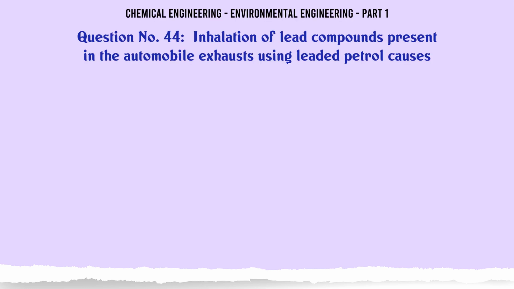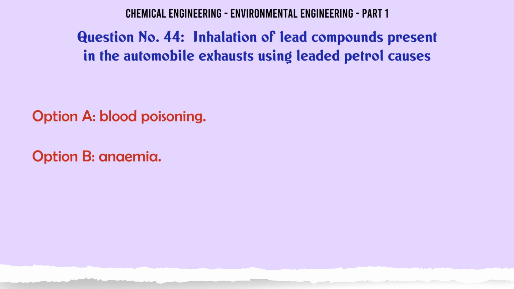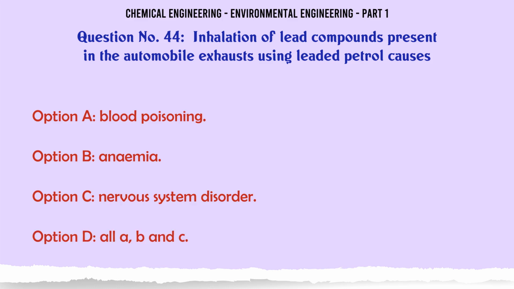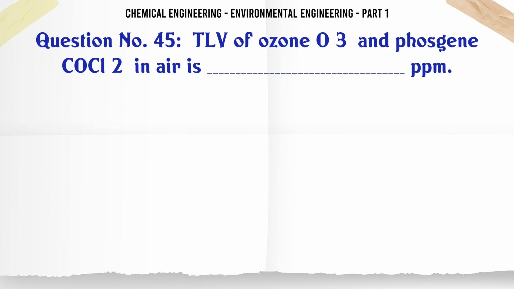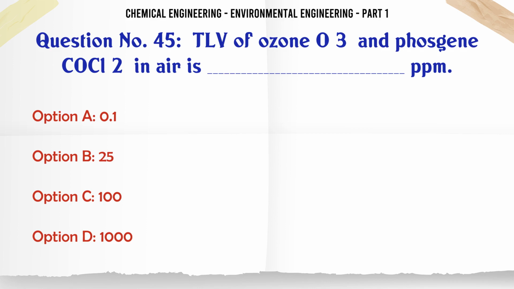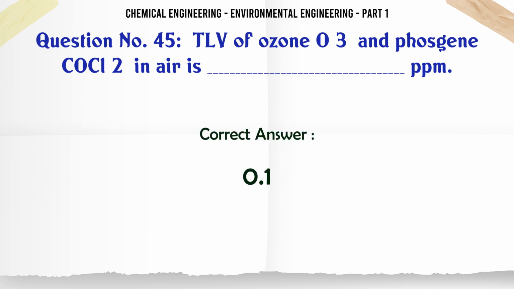Inhalation of lead compounds present in the automobile exhausts using leaded petrol causes A. Blood poisoning. B. Anemia. C. Nervous system disorder. D. All A, B and C. The correct answer is all A, B and C. TLV of ozone O3 and phosgene COCl2 in air is dash dash dash dash dash ppm. A. 0.1. B. 25. C. 100. D. 1000. The correct answer is 0.1.